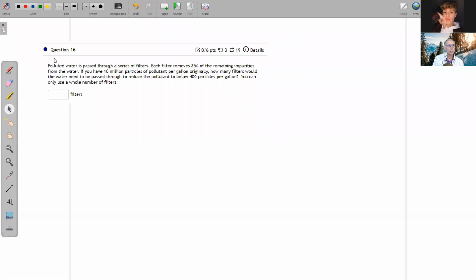So this is still lesson 4.6, which is our review lesson. This problem was originally covered, I believe, in the homework in section 4.2. Polluted water is passed through a series of filters. Each filter removes, so that's important, removes 85% of the remaining impurities from the water. If you have 10 million particles of pollutant per gallon originally, how many filters would you need the water to be passed through to reduce the pollutants to below 400 particles per gallon?